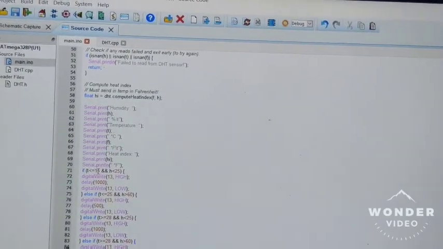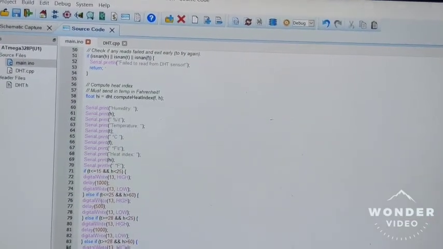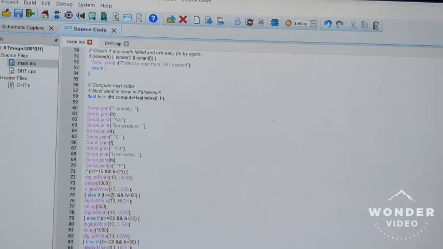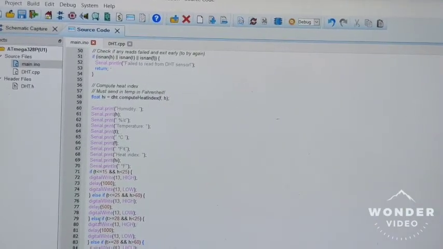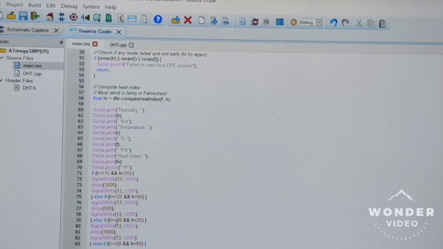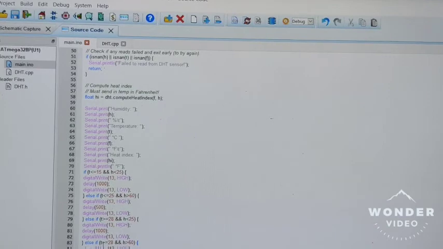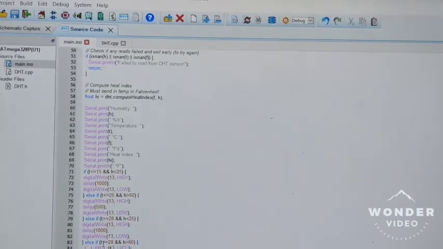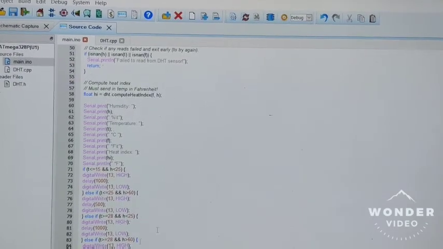First one is T less than or equal to 15 and humidity less than 25. Second one is temperature less than or equal to 25, humidity greater than 60%. Third one is temperature greater than or equal to 28 and humidity less than 25. And the last condition is temperature greater than or equal to 28 and humidity greater than 60%.